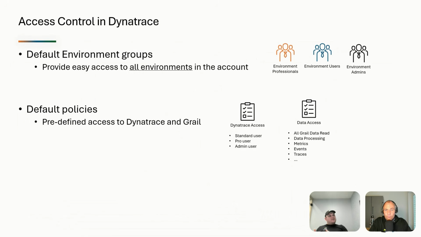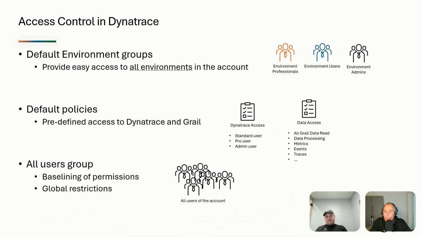Due to the granularity, you can't just go and create your own policies, because you would need to understand the full system up front, which you can, of course, do. But to make it easy at the beginning, we provide these default policies, and they give you access to the product in terms of access to Dynatrace. And there's a separate category for data access, which we see down here, which gives you access to the data.